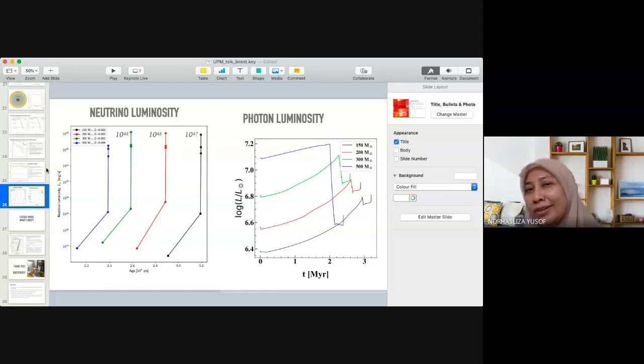But for my work, I require a very high performance computing facility to calculate all of this, and it will take a few weeks for one model, and it will generate millions of data points for one particular model. Okay, so that is the astrophysics part.